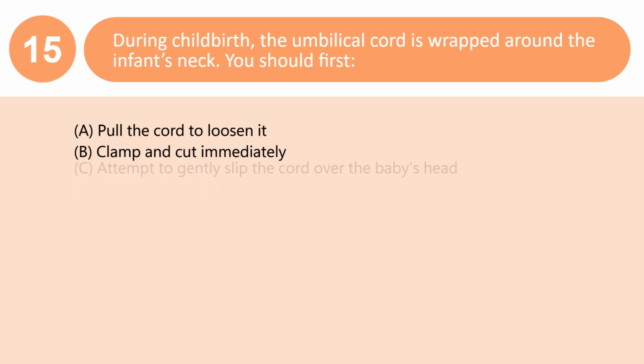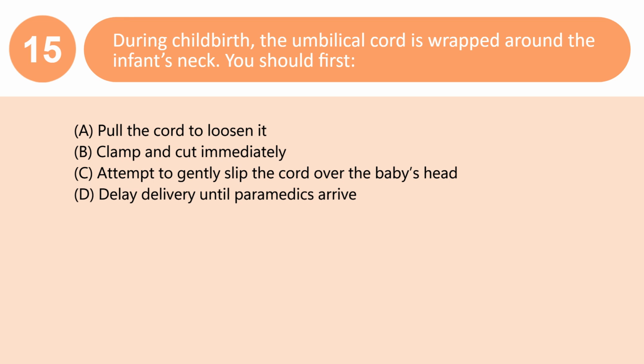During childbirth, the umbilical cord is wrapped around the infant's neck. You should first: A. Pull the cord to loosen it. B. Clamp and cut immediately. C. Attempt to gently slip the cord over the baby's head. D. Delay delivery until paramedics arrive.